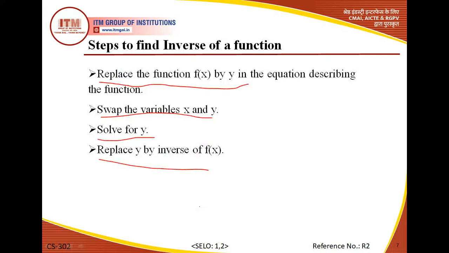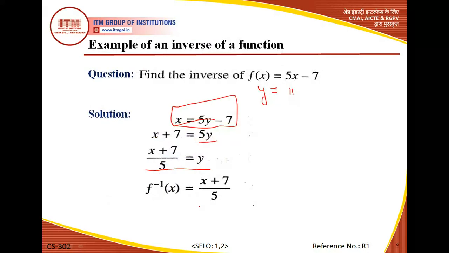What is the fourth step? The fourth step is to replace y by the inverse of f(x). So we would write y as the inverse of f(x), which would be f inverse x. So f inverse of x = (x + 7)/5. I hope this is clear how to find the inverse.